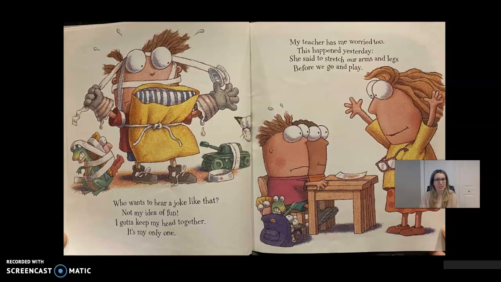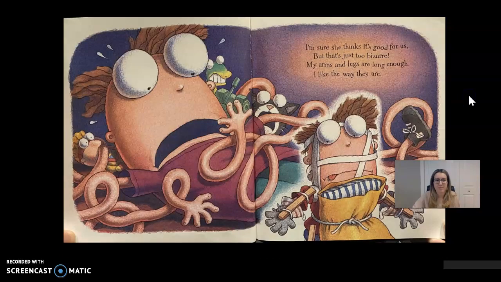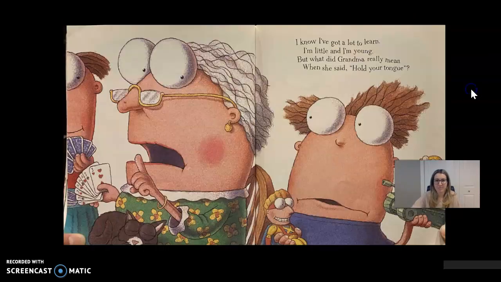This happened yesterday. She said to stretch our arms and legs before we go and play. I'm sure she thinks it's good for us, but that's just too bizarre. My arms and legs are long enough. I like the way they are. I know I've got a lot to learn. I'm little and I'm young, but what did Grandma really mean when she said, "Hold your tongue"?